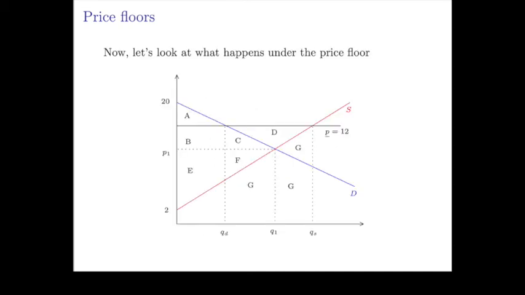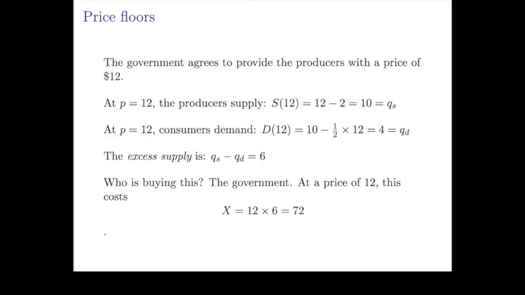The price floor, remember, is 12. So the government has agreed to provide the producers with a price of $12. And so if the price is $12, the producers are going to supply 10 units. We just plug that into our supply function. So it's 12 minus 2, so it's 10.